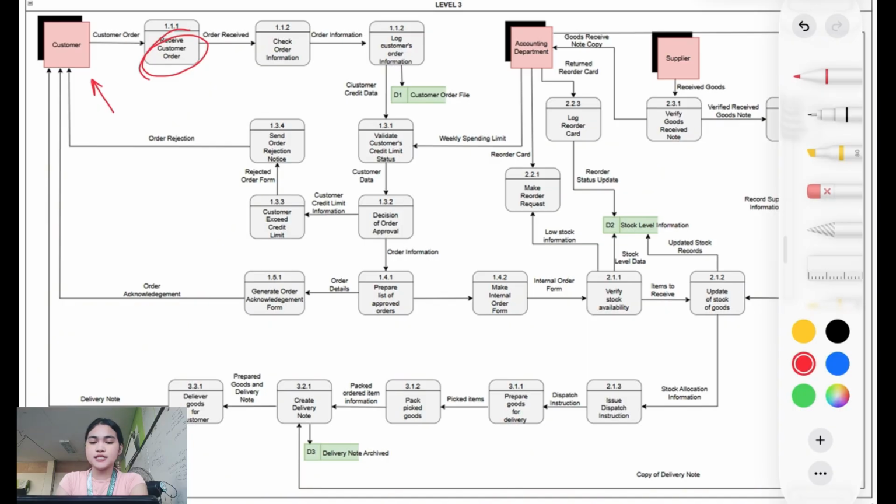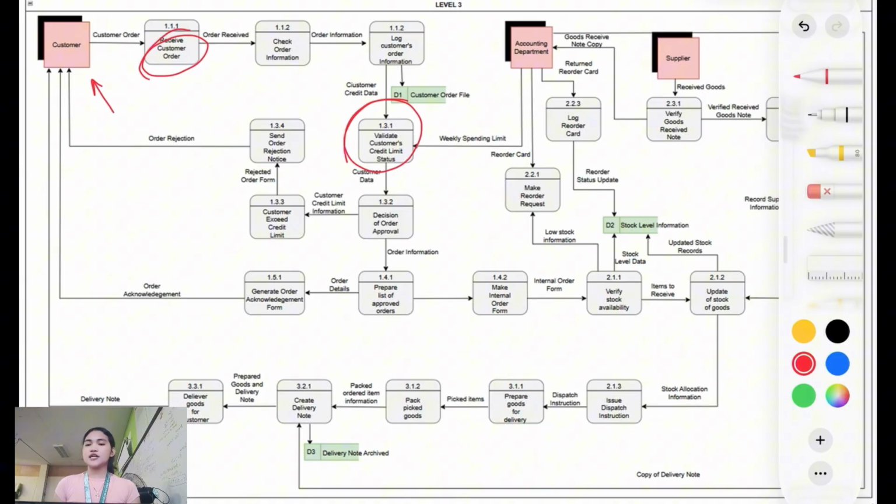If the order exceeds the limit, a rejection notice is sent back to the customer. If the credit check is approved, the order is added to a list of approved orders and a formal order acknowledgement is generated for the customer. Once approved, an internal order form is created and forwarded to the warehouse or inventory section, where stock availability is checked. If the required goods are available, the process advances to picking, packing, and preparing the goods for delivery.